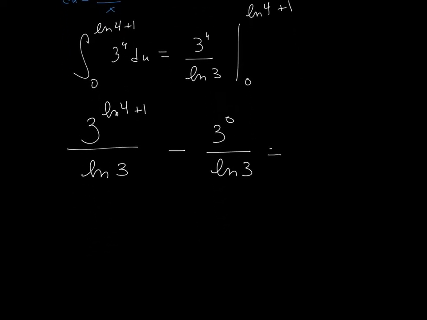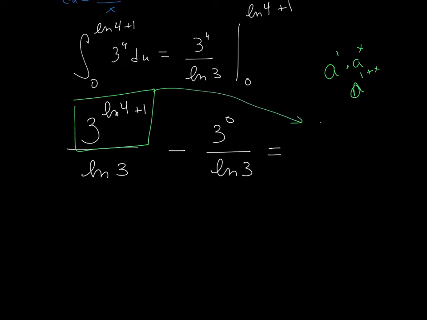Now to simplify this, I break this up, and this is usually one that causes some difficulty with students. So if you have a to the first times a to the x, what do you do with the exponents? You add them, so that is equal to a to the 1 plus x. So when this comes out, I can rewrite this as 3 to the natural log of 4 times 3.